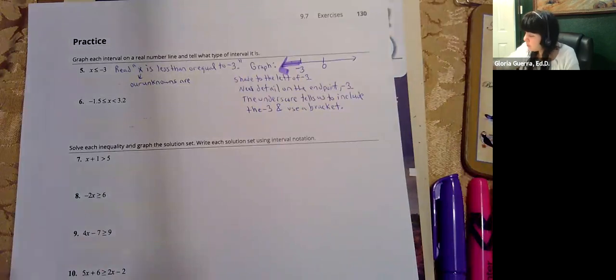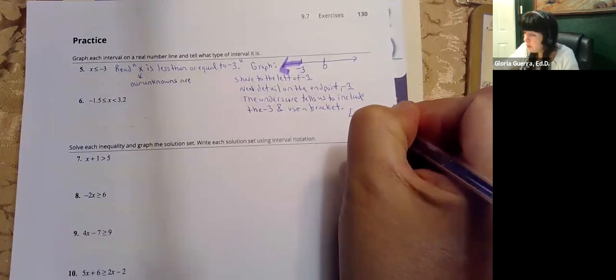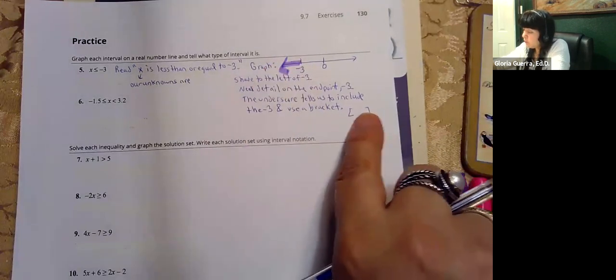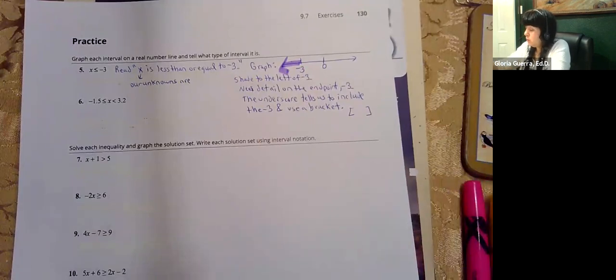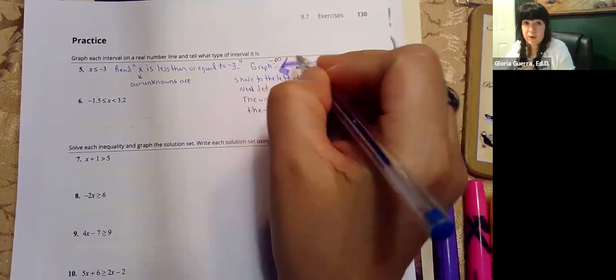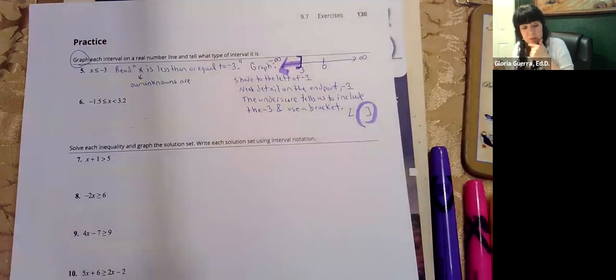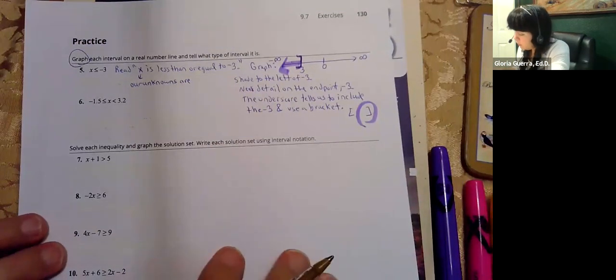Brackets can look like this or brackets can look like that. So you want to shape it in the direction you're shading. See how we're shading to the left? That means you want this bracket facing to the left. Okay, that's your graph. This is positive infinity over here, and this is negative infinity on this side. So you're graphing to the left of -3 forever in the negative direction. Then we're going to show you the interval notation.